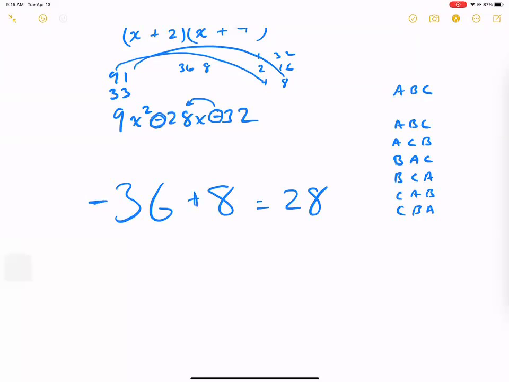All right, so hopefully you guys can see that idea. We need a negative 36 and a positive 8 now. So I'm going to write it up here. I need a negative 36 and a positive 8 because that does give me the 28 we wanted. That set up the problem.